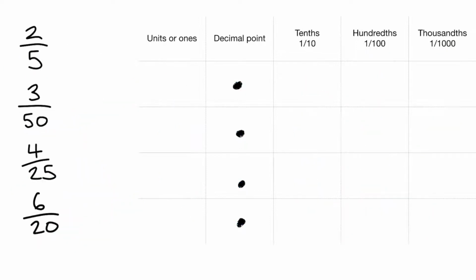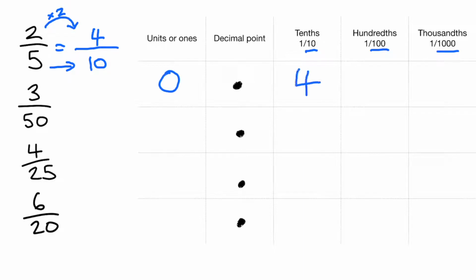Check out those denominators. You'll see they don't have a 10, a 100, or a 1000. They've got 5, 50, 25, and 20. So therefore, it's going to be a bit different transferring these fractions into our table as a decimal. But notice the first one, 2 out of 5. If we multiply the bottom and the top, it becomes 4 out of 10, which means we can put that 4 in the tenths column, 0.4.